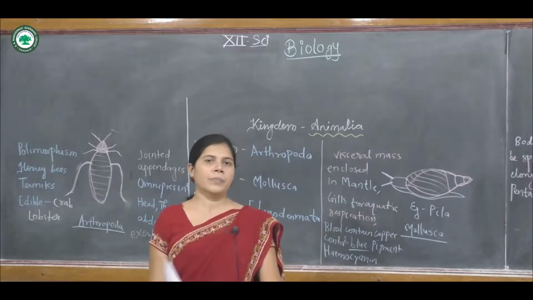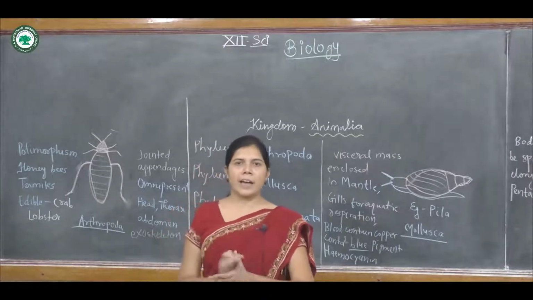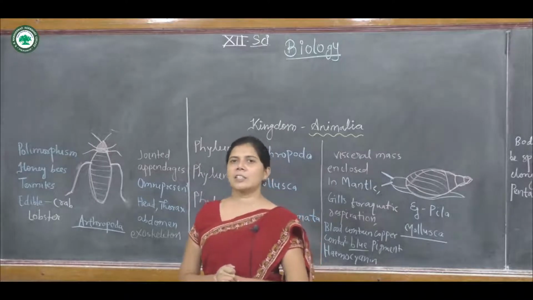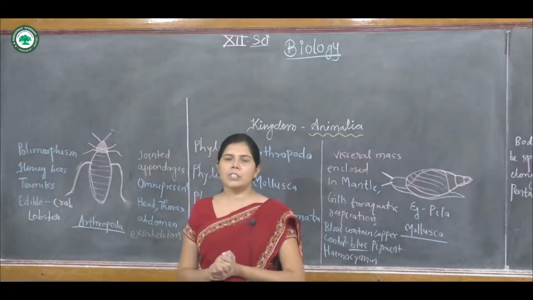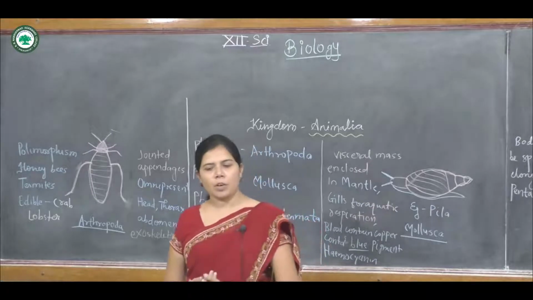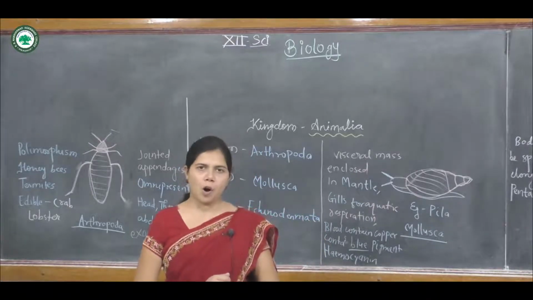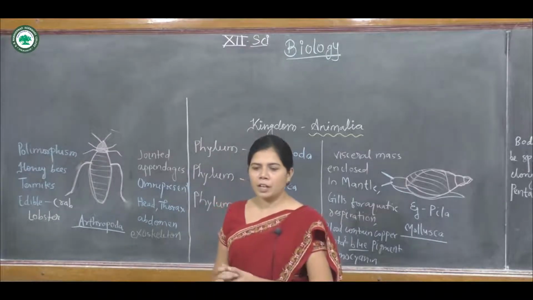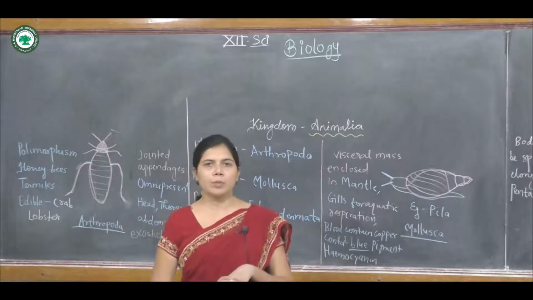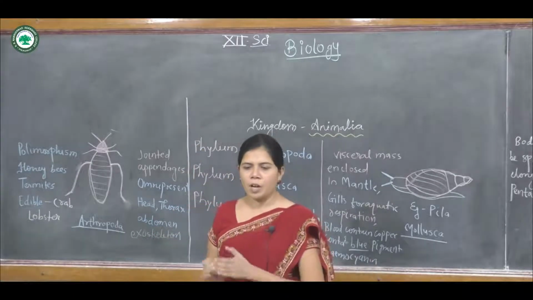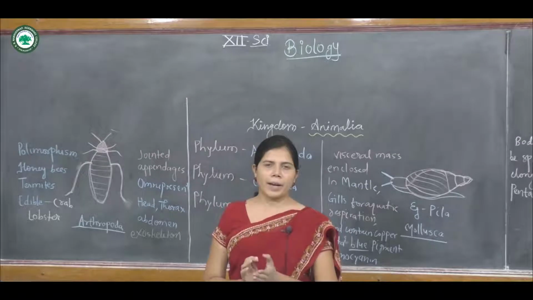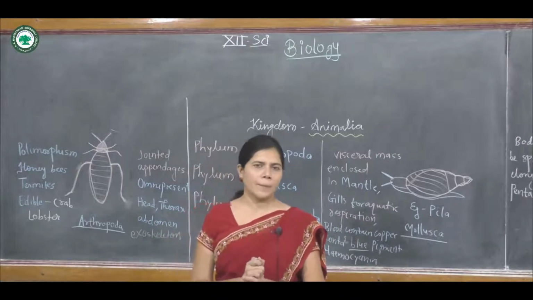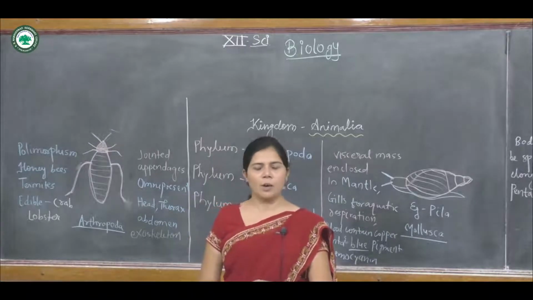some produce lac. We know that the lac insect produces lac. It is another example of an economically important arthropod. The lobster, prawns and crabs are edible. Silkworm and honeybee are both economically very important. Silkworm produces silk and the honeybees produce honey and wax.